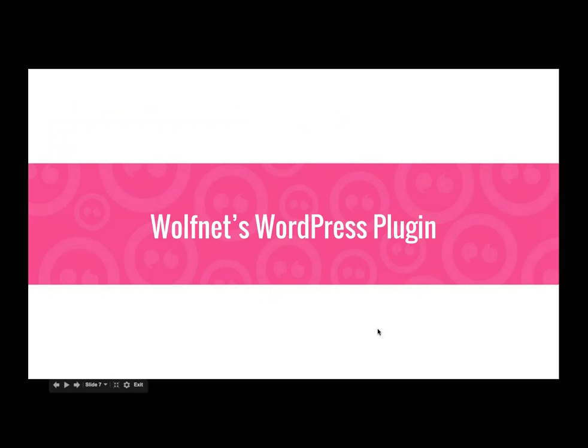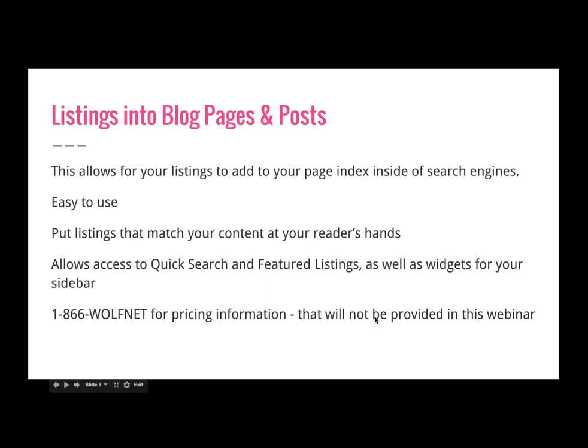Okay. So let's talk real quick about the WolfNet WordPress plugin. The WordPress plugin is something that's already installed in all of your piggyback blogs currently. It needs a product key in order to be activated, which means that you will need to reach out to WolfNet and get that product key from them by purchasing it from them. So if you're interested in it after this webinar, I do recommend reaching out and getting that info.